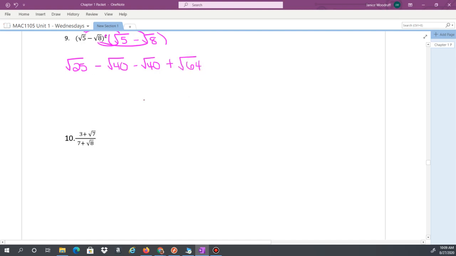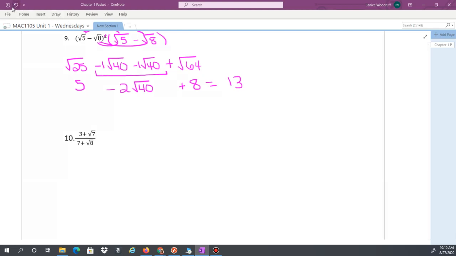So you've got your 2 perfect squares here. The square root of 25 is going to be 5. The square root of 64 is going to be a positive 8. And then here, we can combine these. It's a -1 minus 1, so that's a -2 radical 40. Combine the 5 plus 8, so that's a 13. And 5 plus 8 is 13, and then minus 2 radical 40.